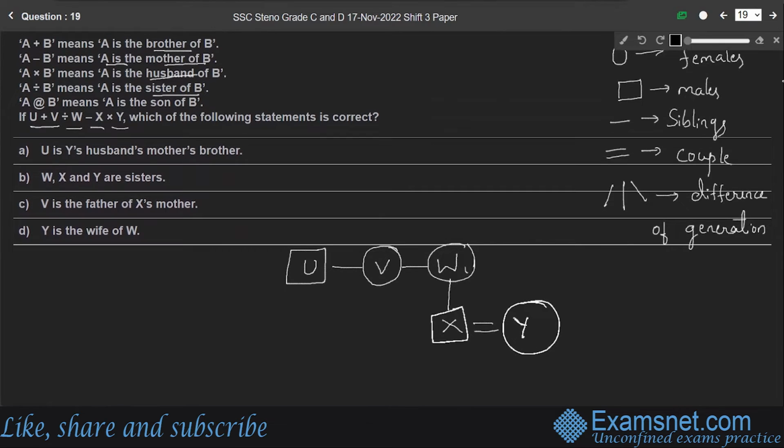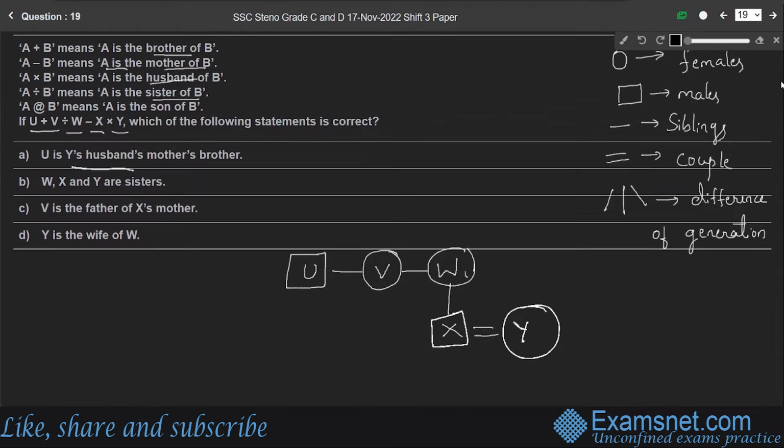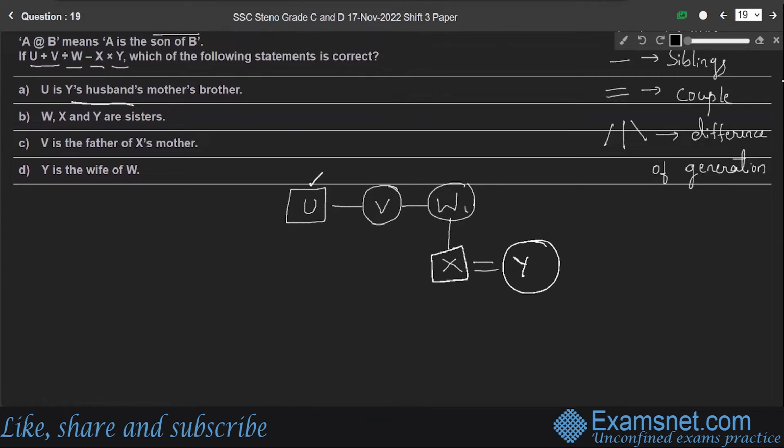Right? So, U is Y's husband's mother's brother. So here, U is a male. So, Y's husband is X. Husband's mother is W. Whose brother is U. Yes. So, W's brother is U. Therefore, Y's husband's mother's brother is U. Option A is the right answer, right? Whereas the remaining options are W, X and Y are sisters, which is wrong, right? W is the first generation, X and Y are next generations, right?